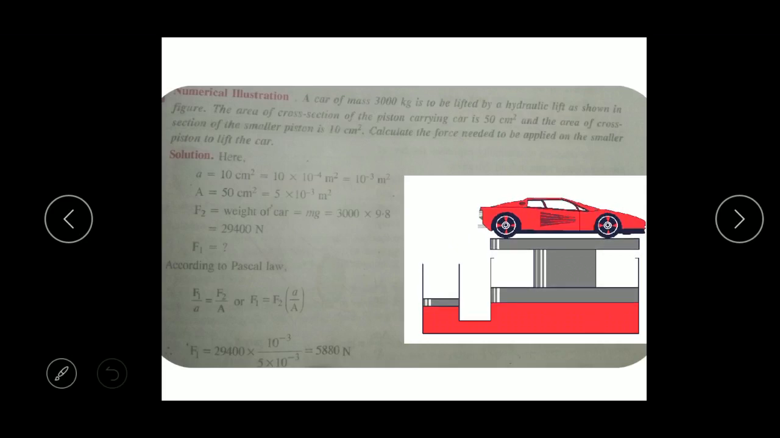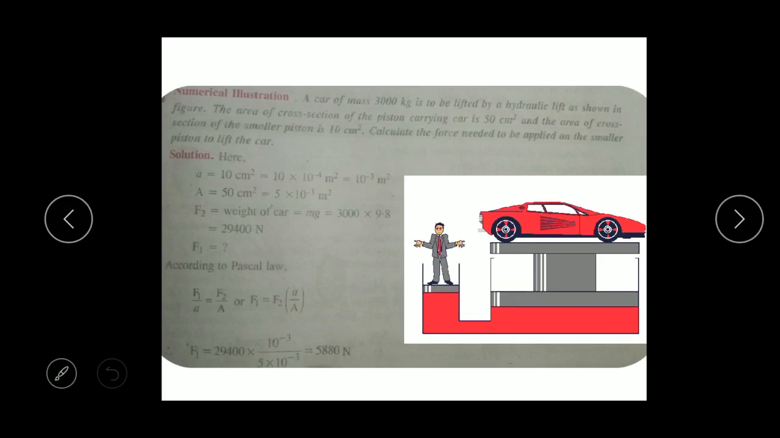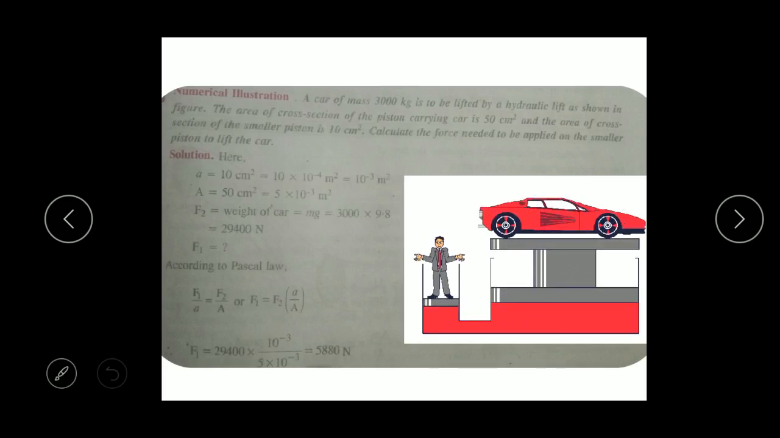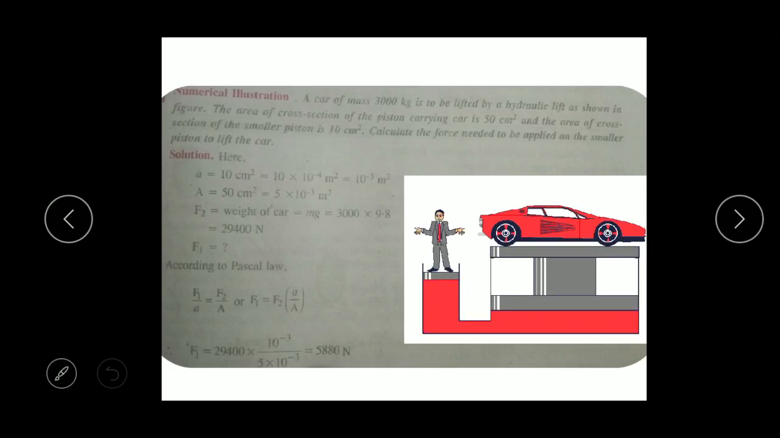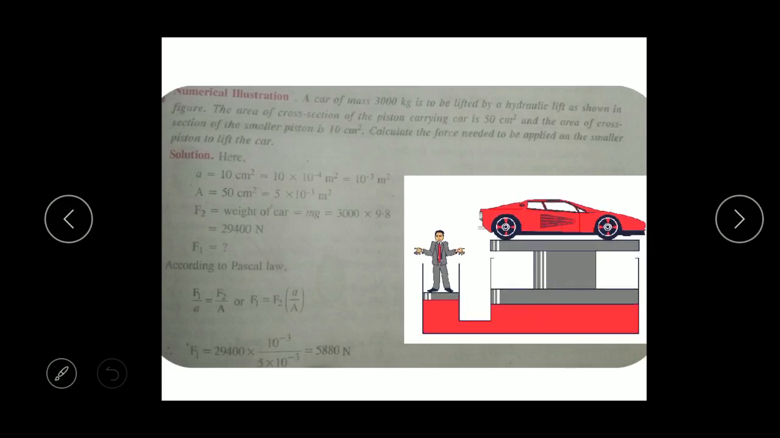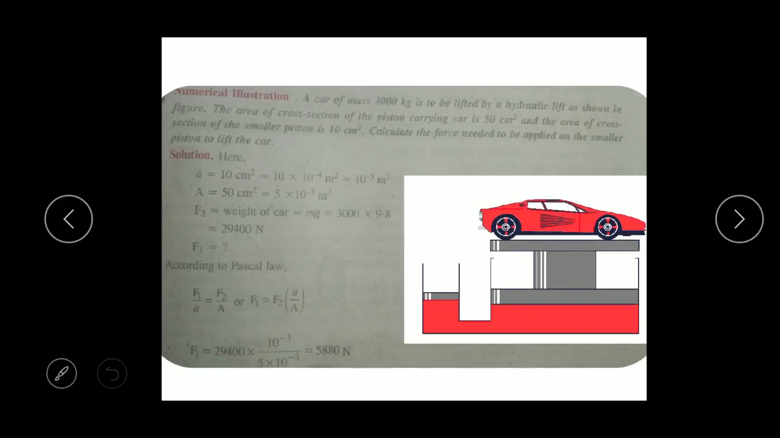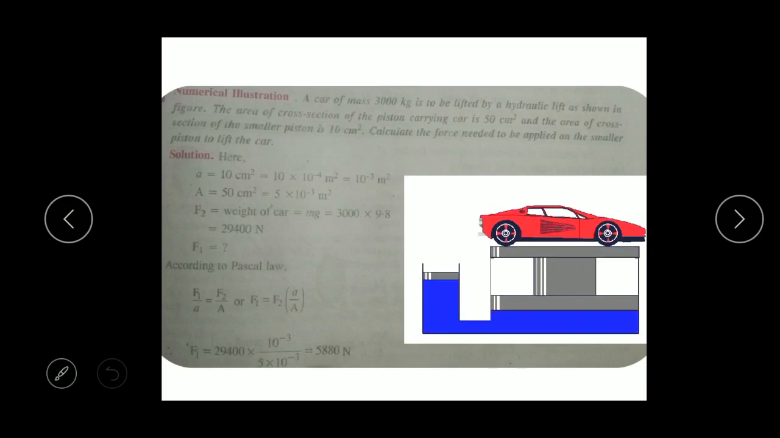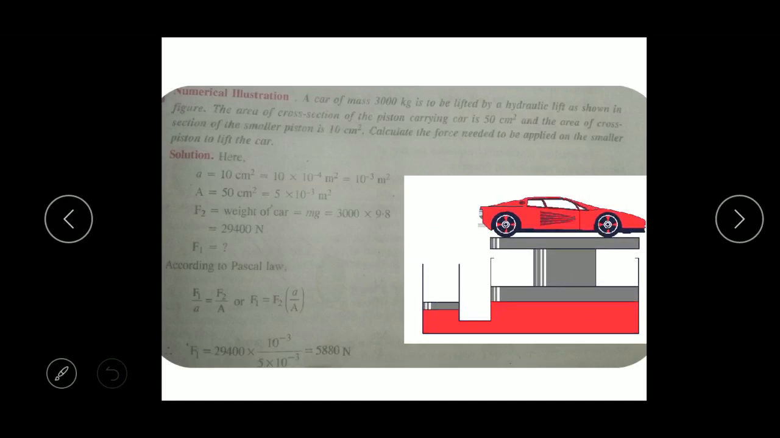Now what is the pressure applied on the smaller piston to lift the car, that you have to calculate here. According to Pascal's law, the pressure applied at the smaller piston is transmitted to the larger piston and is equal in magnitude. So P at the smaller piston is equal to P at the larger piston. Therefore F1 divided by a is equal to F2 divided by A. F1 is what we want to calculate here. Therefore F1 is equal to F2 into a divided by A, where small a is the area of the smaller piston and capital A is the area of the larger piston.